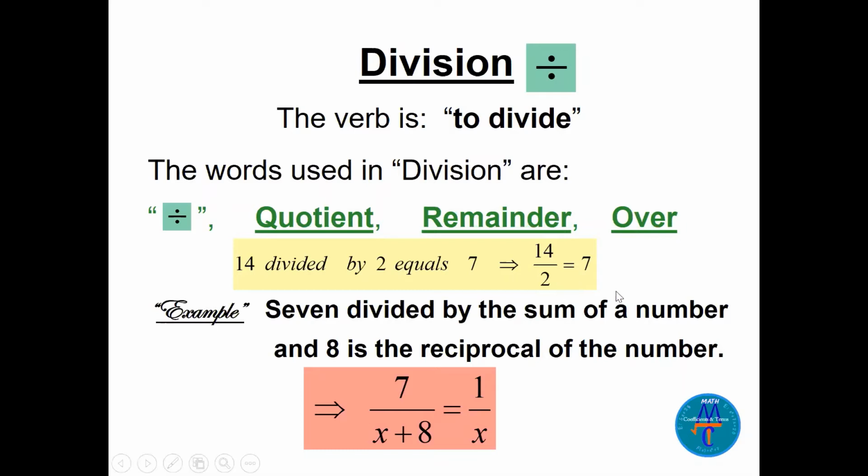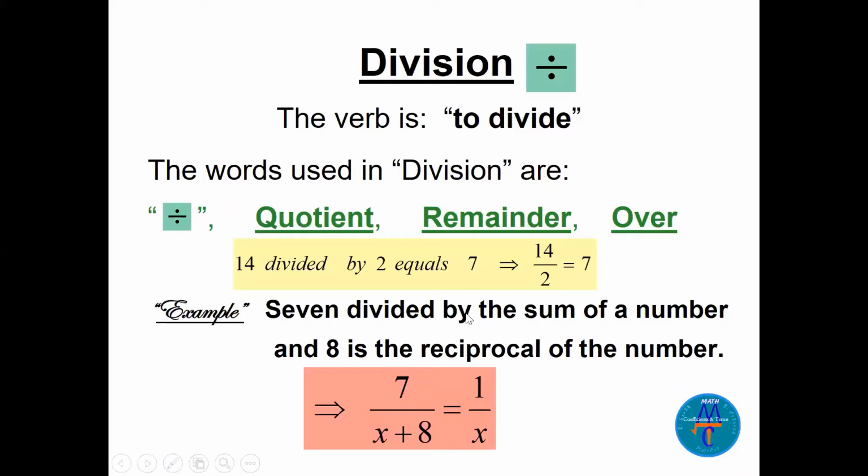Let's see a more difficult, challenging question. 7 divided by the sum of a number and 8 is the reciprocal of the number. Well, it's not that easy. Please try to concentrate, read it 1 time, 2 times, 3 times until you translate correctly. Because sometimes in math you have to translate correctly, and then after you translate, you make the equation and then you solve it to find the value of x or the number required.